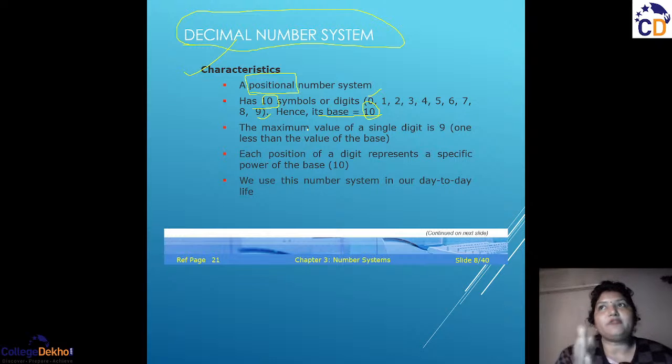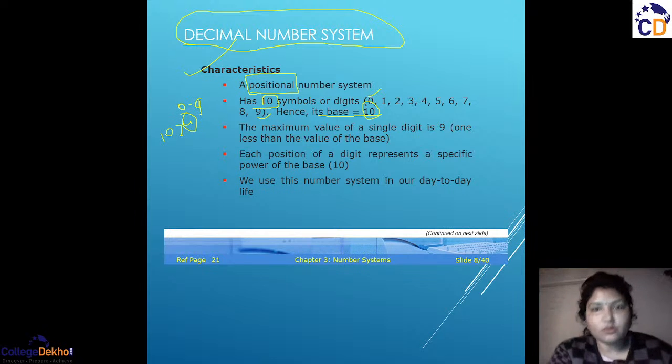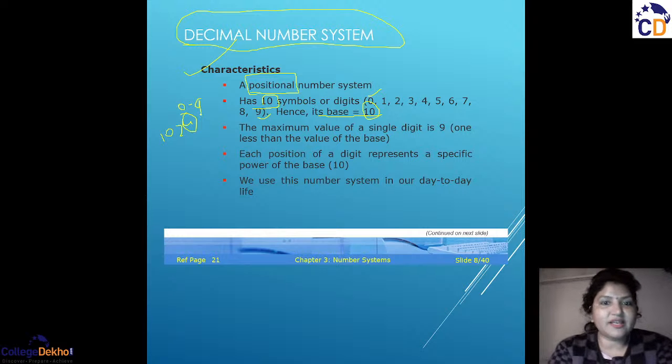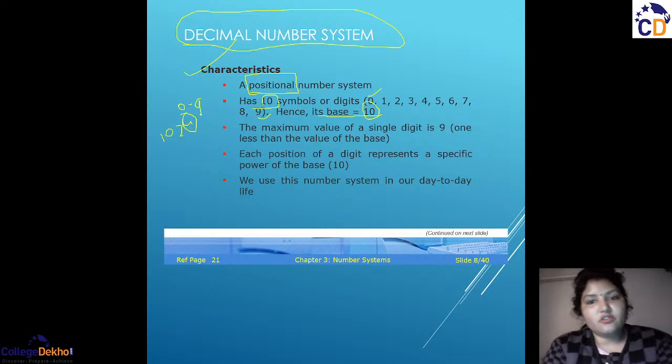So what is the maximum number of values in a single digit? Suppose I am taking 1 0 2 4. So 4 has how many options? It lies from 0 to 9. In each position I'm going to have variations of numbers between 0 to 9. So for a single digit, one less than the base value is taken. Each position of a digit represents a specific power of the base 10.